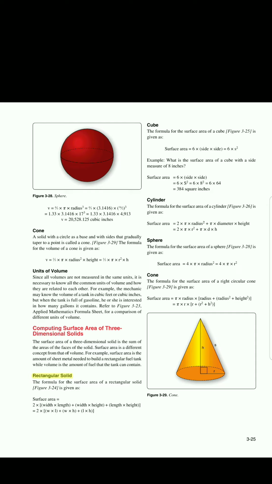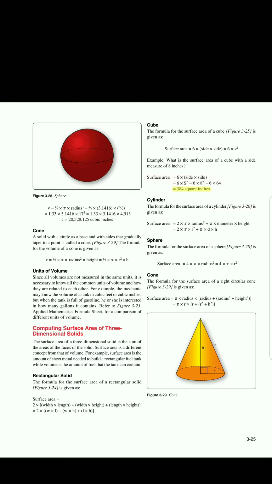Rectangular solid. The formula for the surface area of a rectangular solid, Figure 3-24, is surface area equals 2 times (width times length plus width times height plus length times height), equals 2(WL + WH + LH). Cube. The formula for the surface area of a cube, Figure 3-25, is surface area equals 6 times side times side, equals 6 times S squared. Example. What is the surface area of a cube with a side measure of 8 inches? Surface area equals 6 times S squared equals 6 times 8 squared equals 6 times 64 equals 384 square inches.